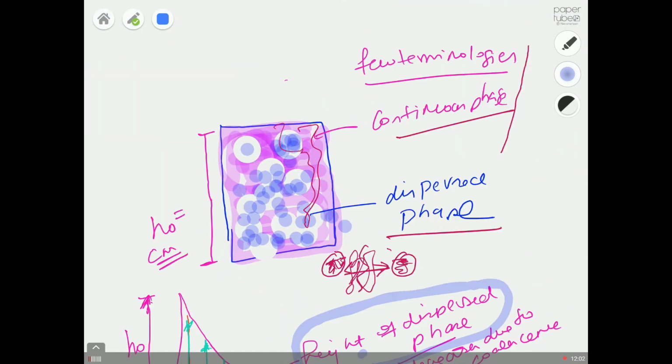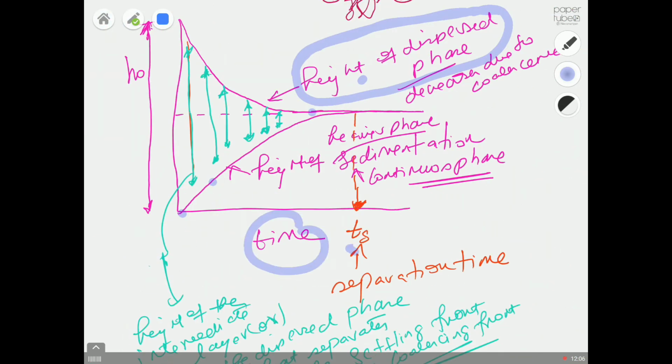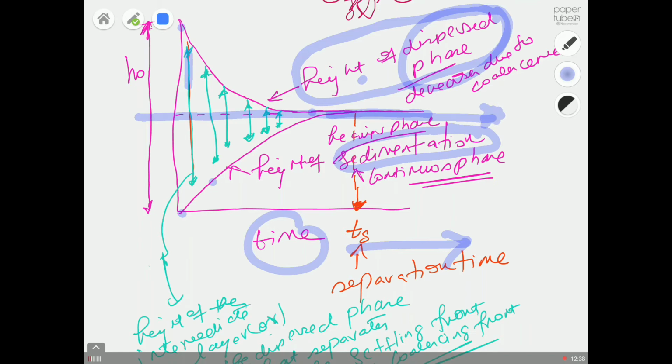So if you manage to plot, say, time on the x-axis and then the height between your coalescing front and your sedimentation front, the distance that separates them, so that's what we have. And then eventually this will come to some constant value, which means at this point, follow this line, we call this the separation time.